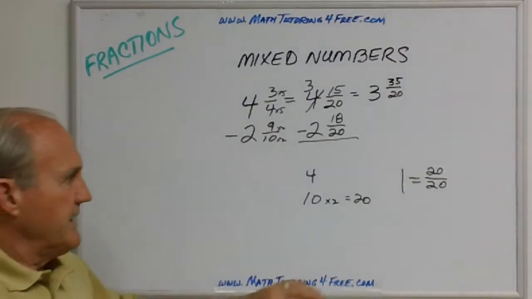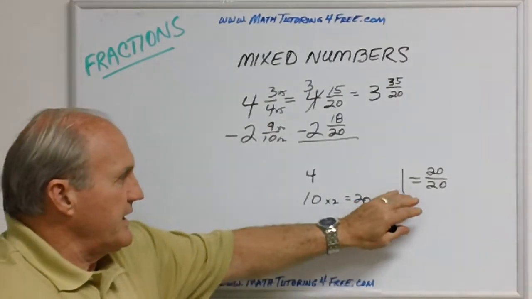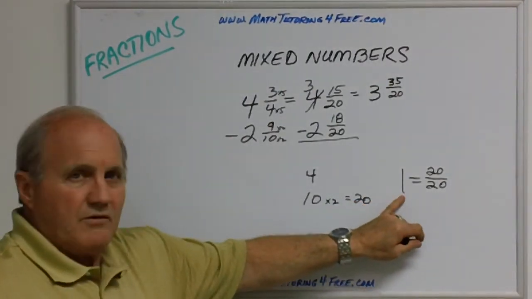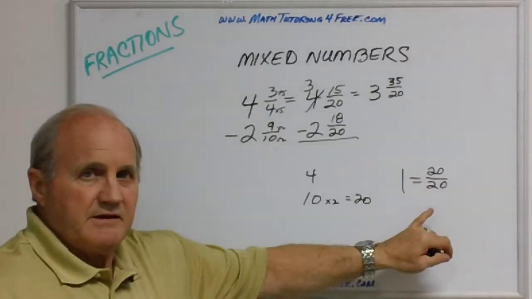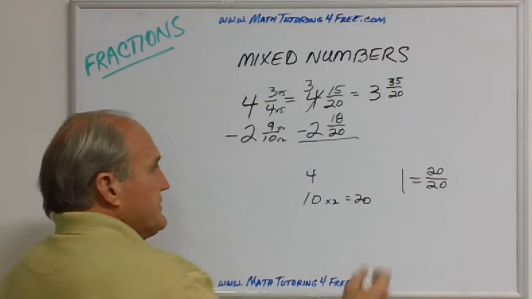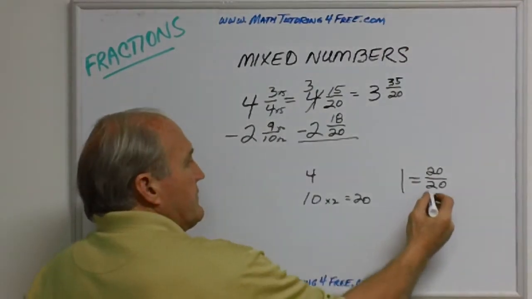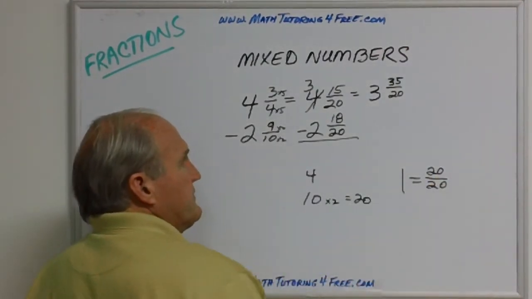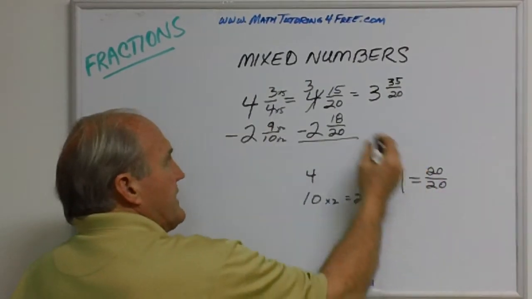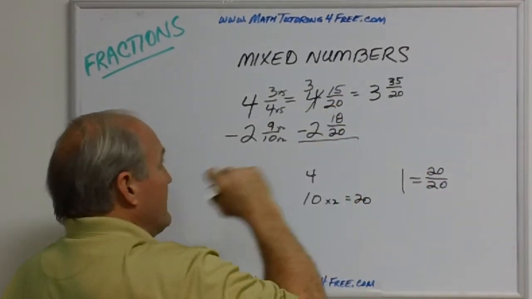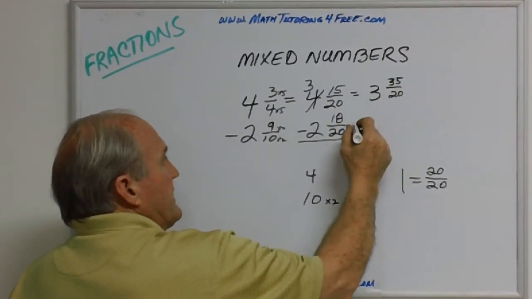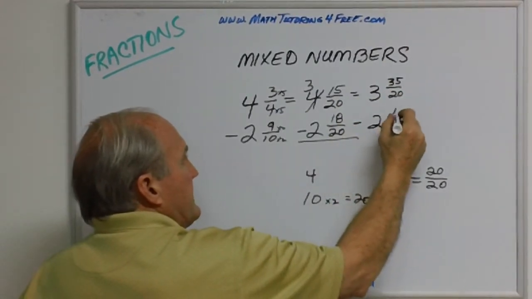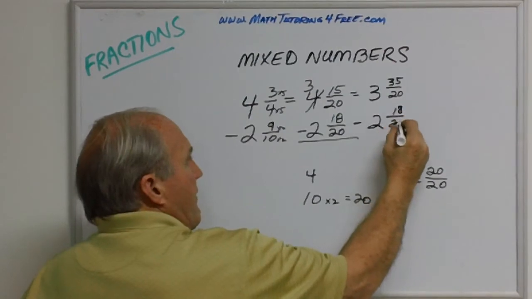Everybody see that? It's important that you recognize when you're borrowing 1 whole, you're borrowing the fraction that's equal to 1. Whatever the denominator is, the numerator will be the same. Then you can add that to the 15, so we have now 3 and 35/20ths minus 2 and 18/20ths. Okay?